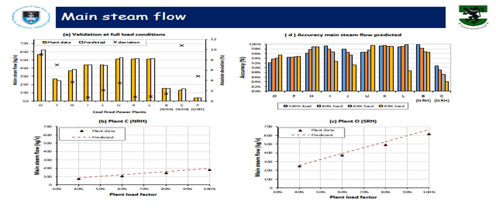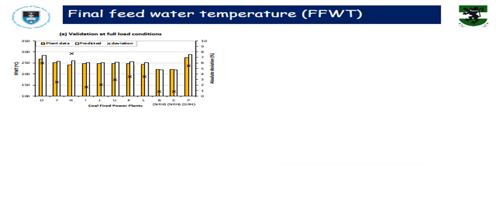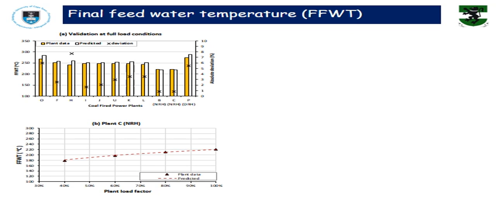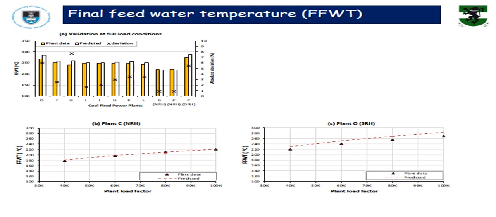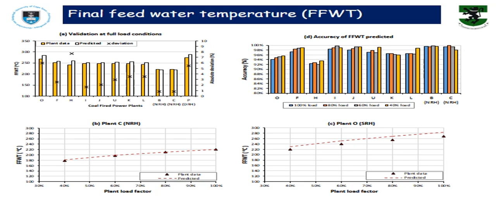Unfortunately, the accuracy for plant C at the 40% load is slightly below 84%. Now we look at the next parameter, the final feed water temperature. We can see that once again the results predicted closely match those of the plant data. And we look at the final feed water temperature at different load conditions from 100 to 80, 60, and 40. The predicted results once again closely match those of the plant data.